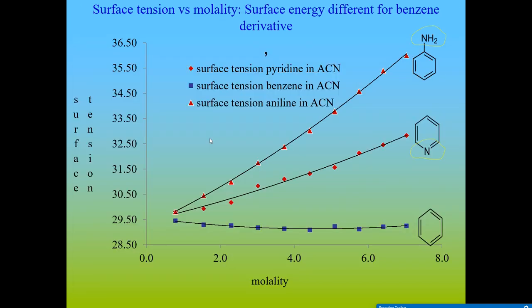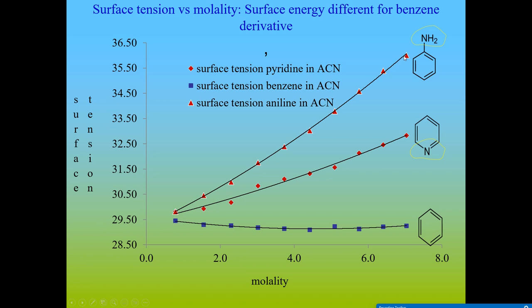And now we could easily quote such an example. If you see this, the derivatives of benzene: this is pyridine, this is aniline, and this is simple benzene. See the only difference: in pyridine, the nitrogen atom is in the ring. If you see this structure, it does not have a very high surface tension. But when you are taking aniline, this amino group is outside the pi conjugation, so it is very active, in the sense that it is not permitting the aniline molecules to be coagulated, or it is allowing them to be coagulated, so the surface tension is slightly higher.